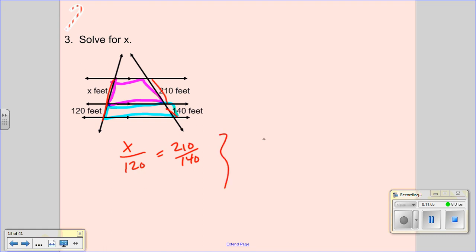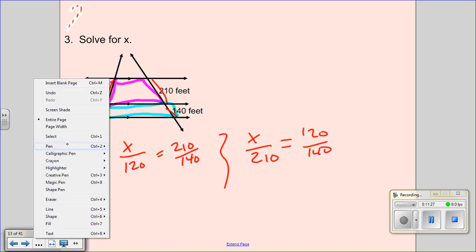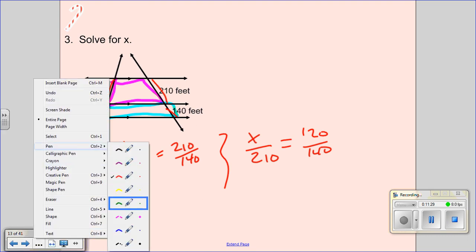Or you could say x is to 210, compare the two on the top as 120 is to 140. So you can do proportions that are similar based off of location as well. So there's a lot of different proportions that are possible.